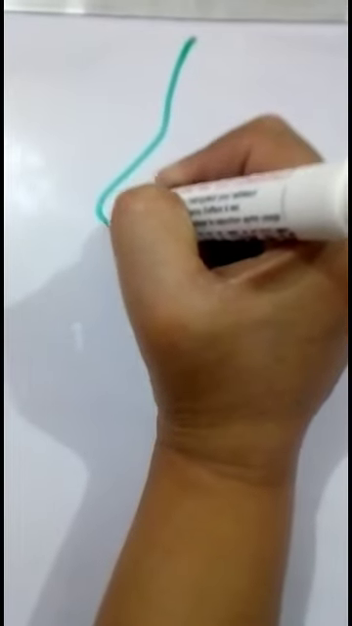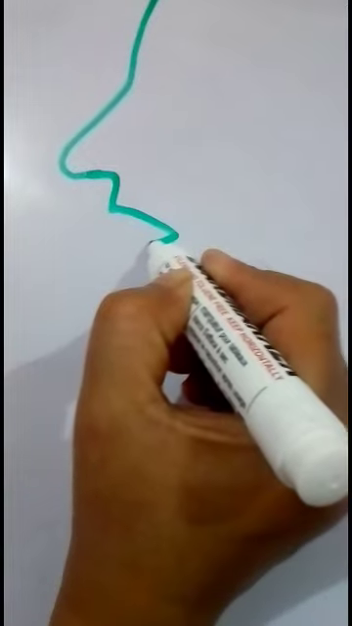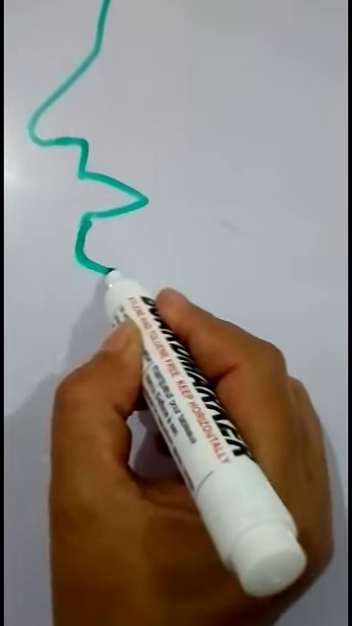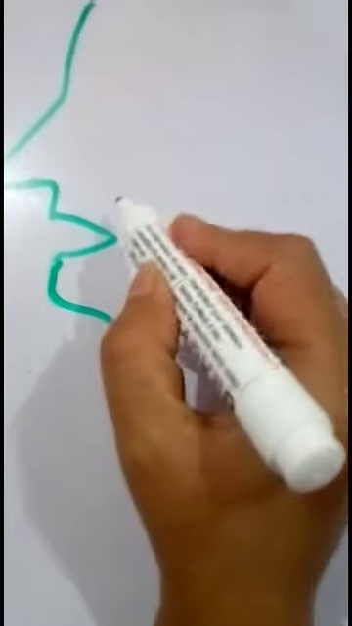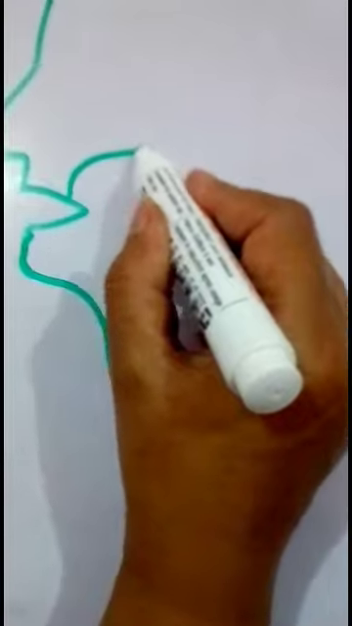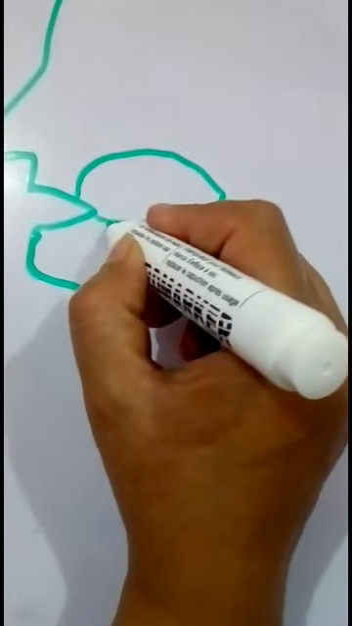Today I will draw a diagram of the digestive system. Let's start it. This is the tongue.